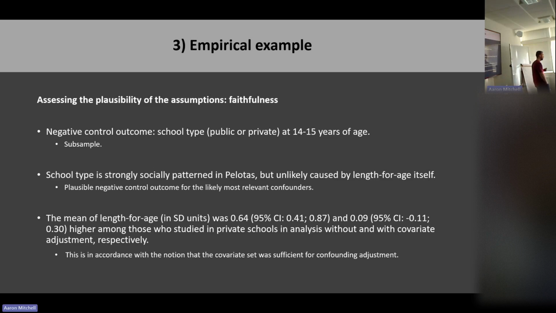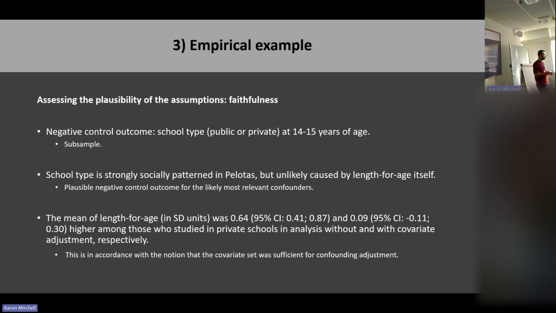Another thing that we did to try to assess whether the assumptions we were making are plausible was to use a negative control approach. I think triangulation is one of the best approaches that we can use to assess assumptions. And the negative control that we used was school type. When participants were about 14 to 15 years of age, we asked them if they were studying in a private or a public school. And in Pelotas, this is very strongly socially patterned.